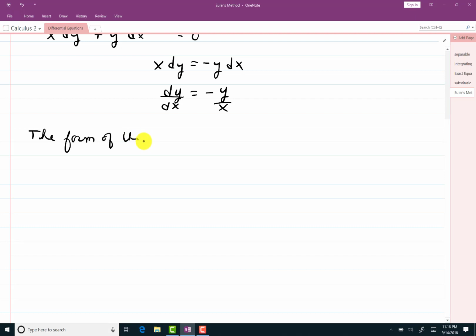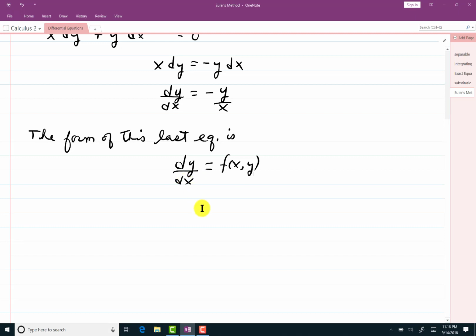So the form of this last equation is dy over dx equals some function of two variables that I'll call f of x, y. And you can see right there, f of x, y is equal to negative y over x. But this is the format of the equation. These are the kind of equations that we're going to be solving. And by that I mean to figure out what y was before we took its derivative.